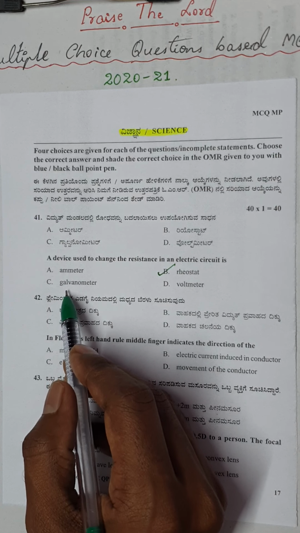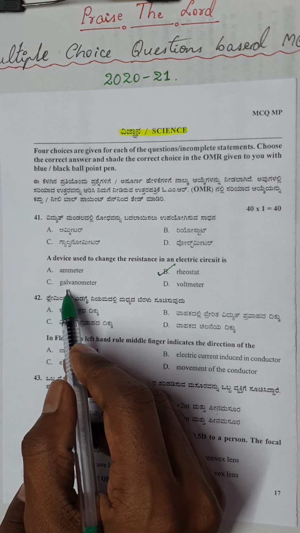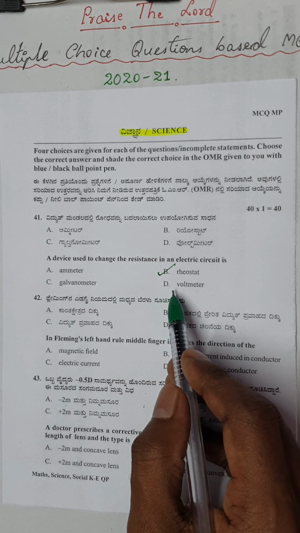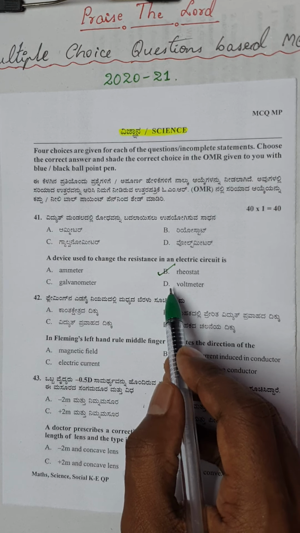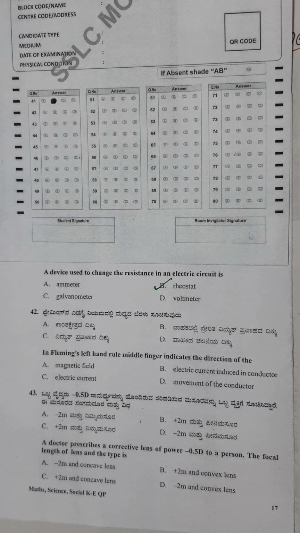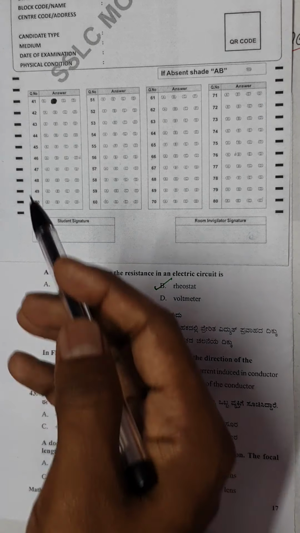Now, what does galvanometer do? Galvanometer detects the electric current. Moving on to the last option, voltmeter measures the voltage across the electric circuit. So these are the 4 given options. You know what the other options will do. So the first question is done. We shall go on to the next question. Before that, I'll shade the answer in the OMR sheet. Right, so the shading is already done.